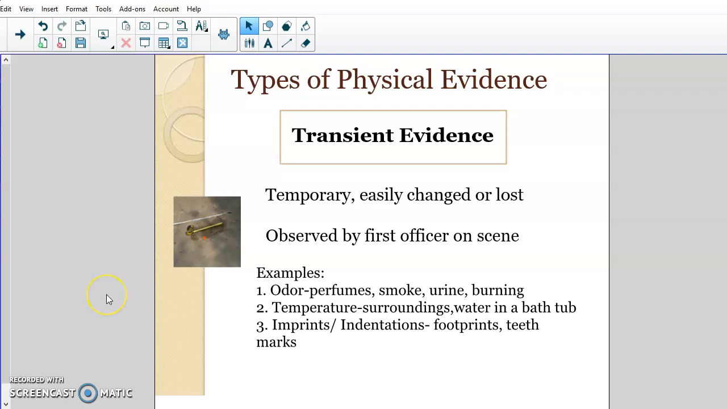Okay, so transient evidence is any evidence that's temporary or easily changed or lost, and you would want to note that immediately. Take photos if you needed it, but most of the time it's usually just notes that they take down of the transient evidence so that they don't lose that information later.